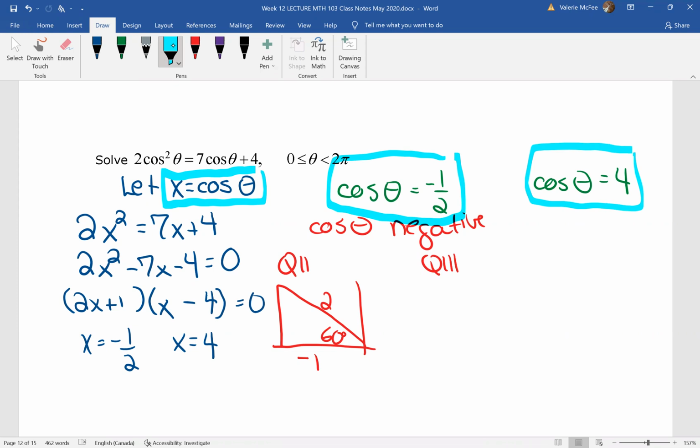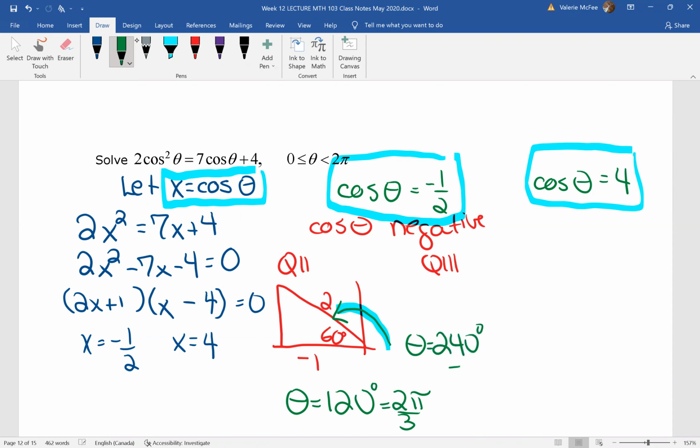Cosine is negative in the first equation. That means we need quadrants 2 and 3. I drew a triangle here, so I can see that the reference angle, 60 degrees less than 180, gives me my value for theta, 120 degrees, or 2 pi by 3 radians. In quadrant 3, the same triangle, so theta will equal 60 degrees more, or 240 degrees, 4 pi by 3 radians.